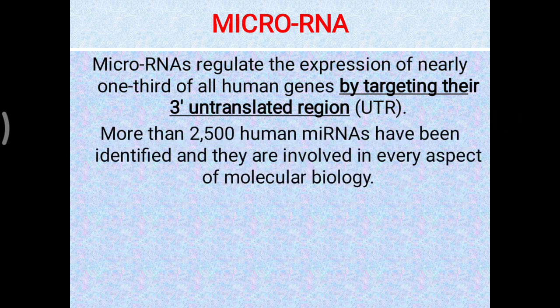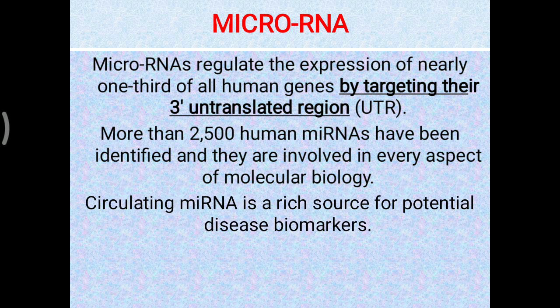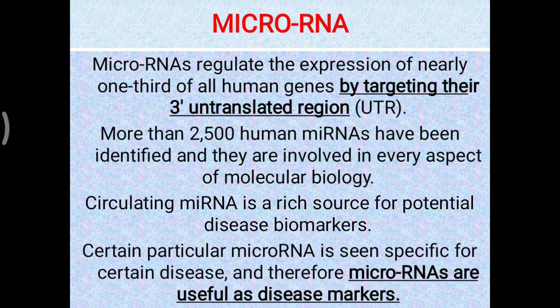More than 2,500 human microRNAs have been identified, and they are involved in every aspect of molecular biology. Circulating microRNA is a rich source of potential disease biomarkers. Certain particular microRNAs are specific to certain diseases, and therefore microRNAs are also useful as disease markers. So that's all about what microRNA is, its function, and biological importance.